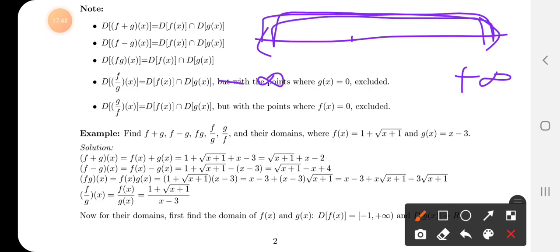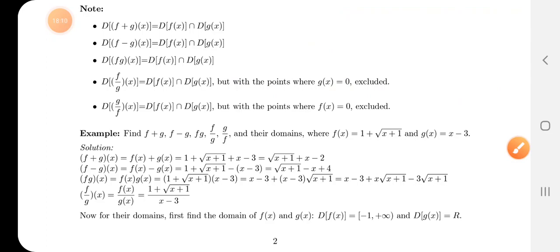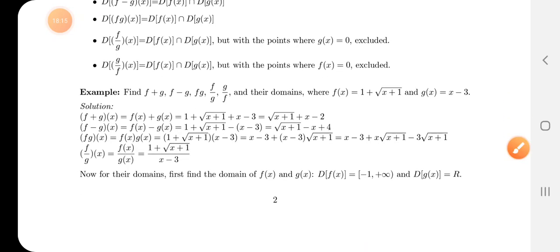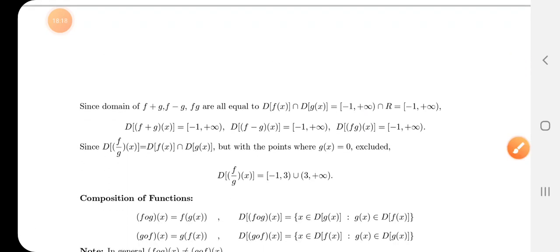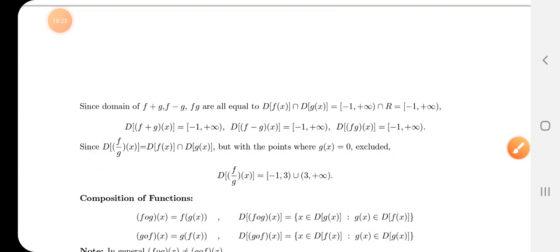And the domain of f is, here is minus 1, x is greater than or equal to minus 1, so this part is greater than or equal to minus 1. So the part which is common in both will be their intersection. Their intersection will be from minus 1, and minus 1 itself is included, till plus infinity. This is the part which is common in both. Since this rule is for f plus g, f minus g, and f into g, the domain is the same. But what about the domain of f over g or g over f?